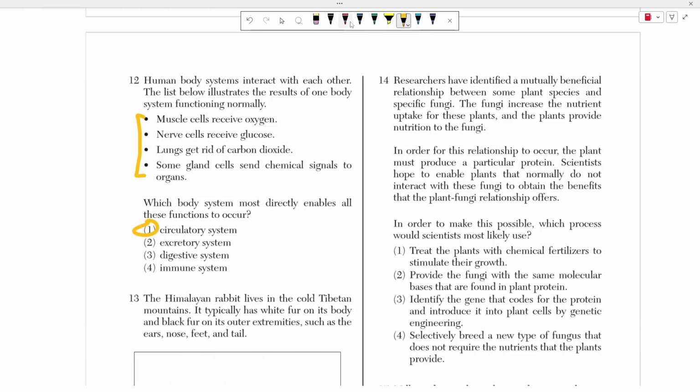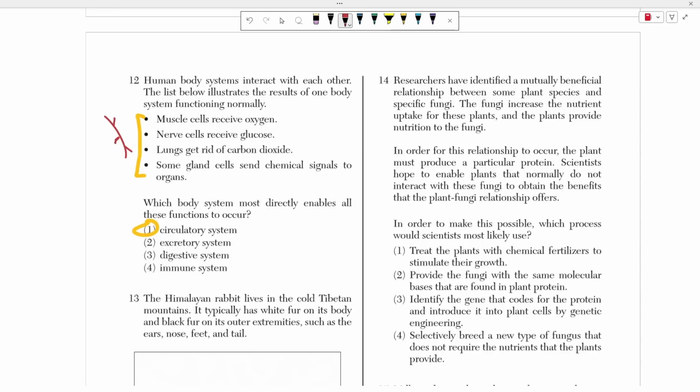Well, they're all connected through a network of blood vessels, right? These blood vessels are going to carry oxygen to muscle cells. They're going to carry sugar to the nerve cells. They're going to carry carbon dioxide to the lungs so that the lungs can get rid of it. And they're going to carry the chemical signals to the organs, right? The circulatory system is this network of wires, aka your veins, that carry oxygen, CO2, signaling molecules, sugars, and other nutrients needed for certain parts of your body to work.